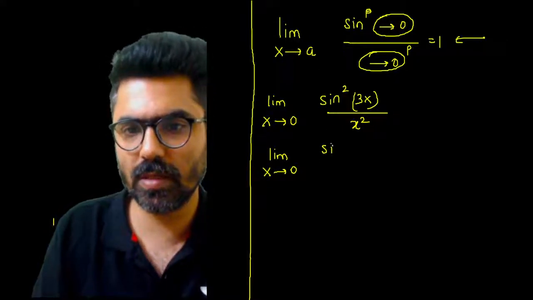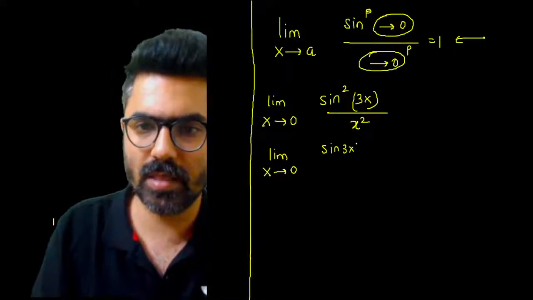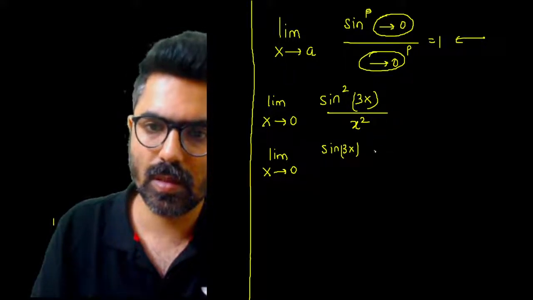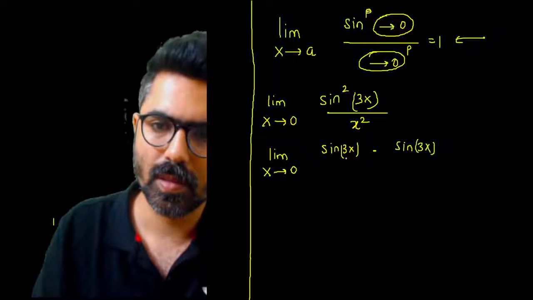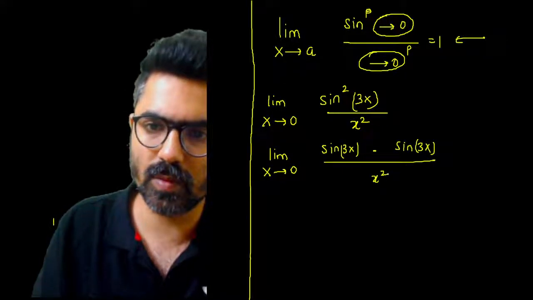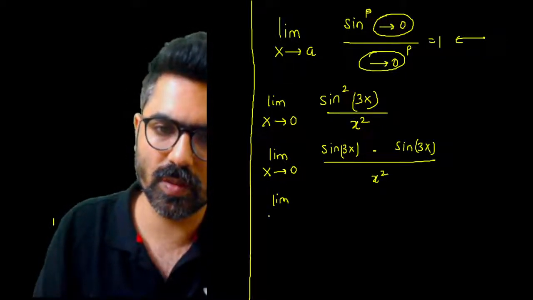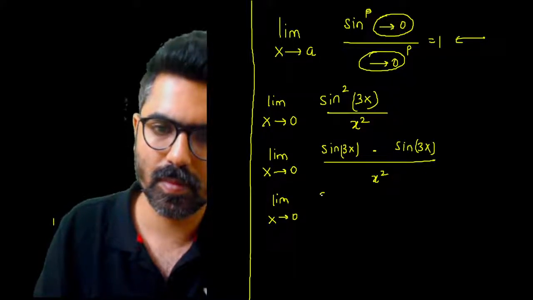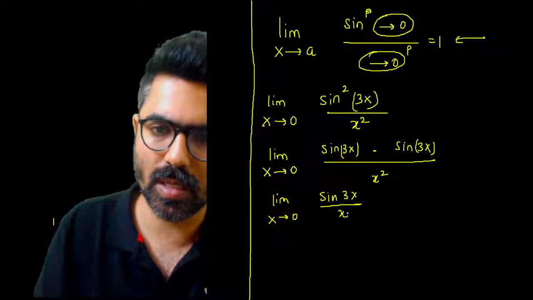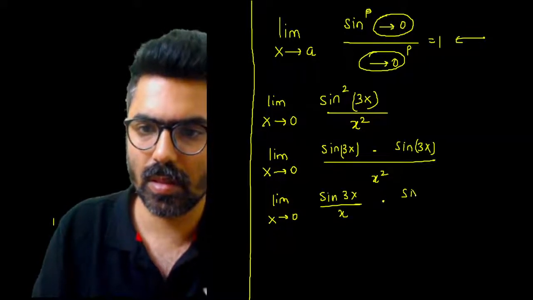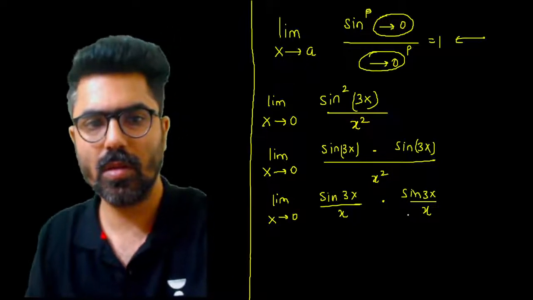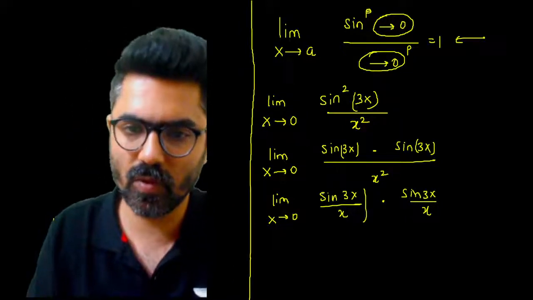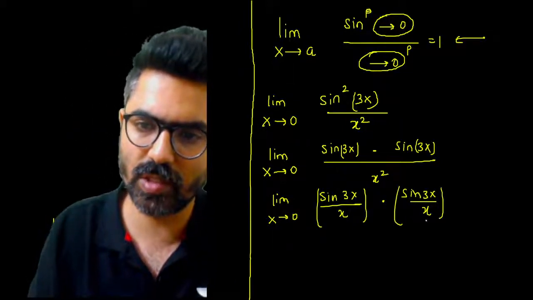Sine square 3x means sine 3x into sine 3x, and we have x square in the denominator. Now if you separate this x square, sine 3x upon x into this sine 3x upon x. So we have two x's, we are giving one to each term.